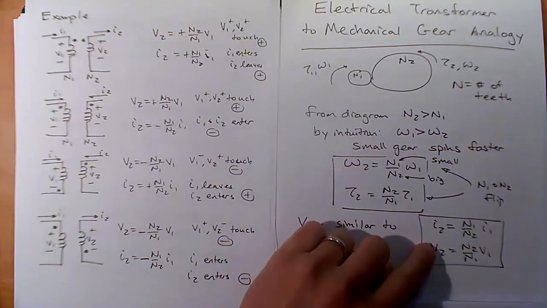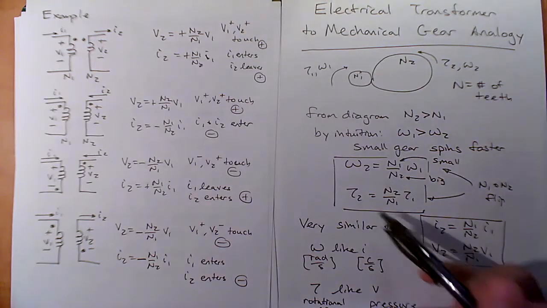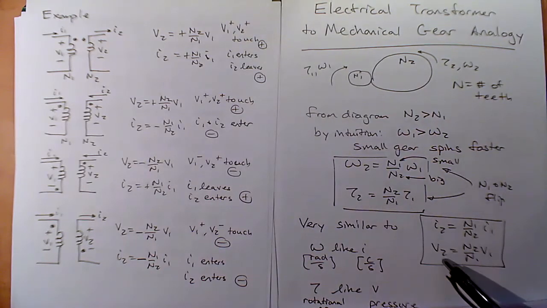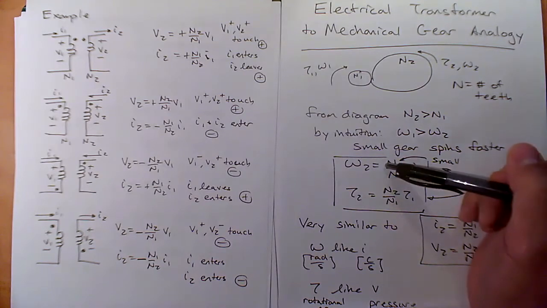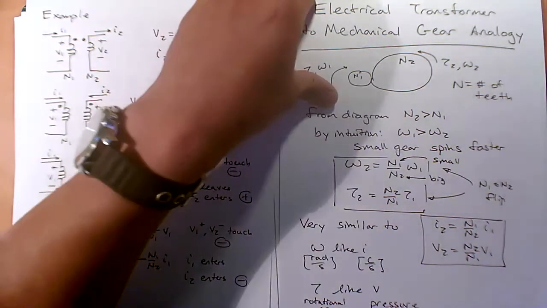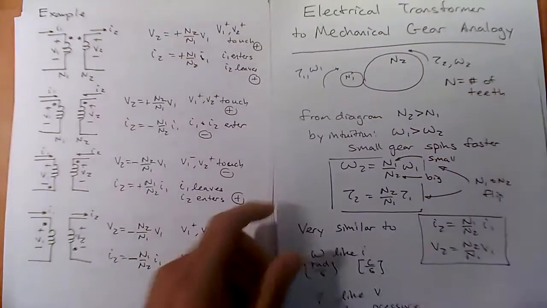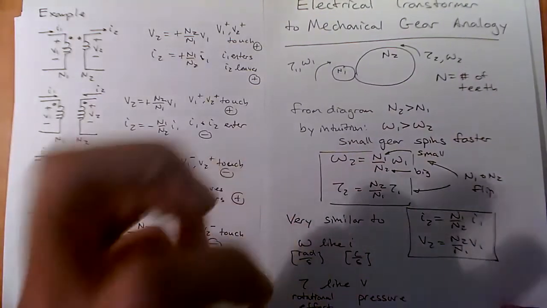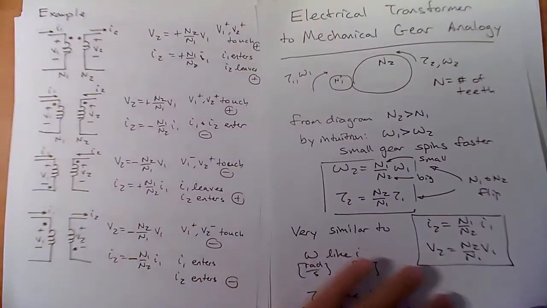If you remember one, then you can remember the other, right? If you remember V2 equals N2 over N1 V1, then the torque is going to be the same exact relationship. And then the current, if you remember, the voltage is N2 over N1, the current is N1 over N2, and the speed is N1 over N2. So, you know, if it helps, it helps. If it doesn't, no worries. But I always like to relate these electrical concepts to tangible mechanical concepts because, I don't know, I think we have more intuition with mechanical things.